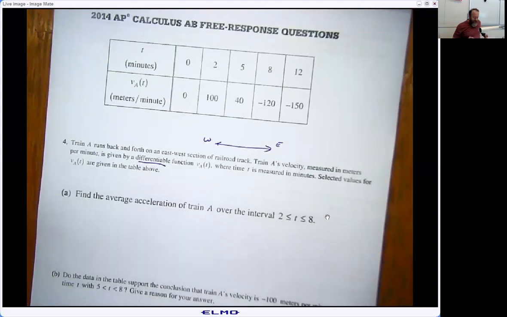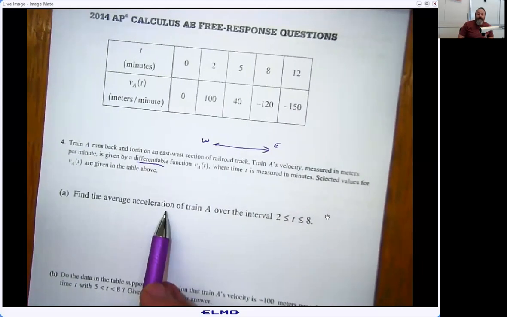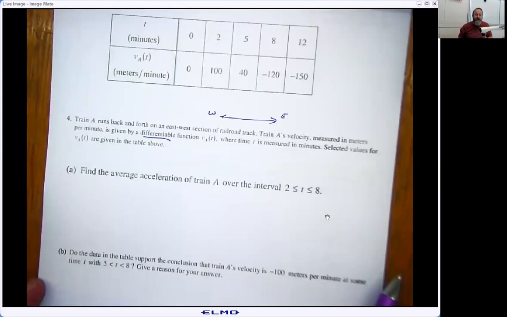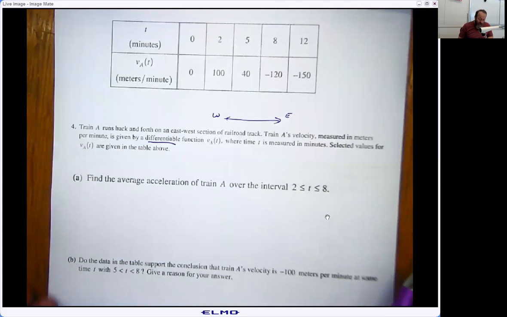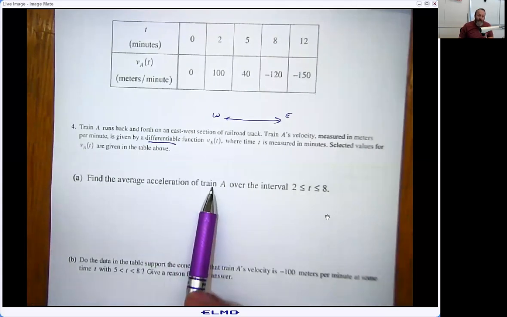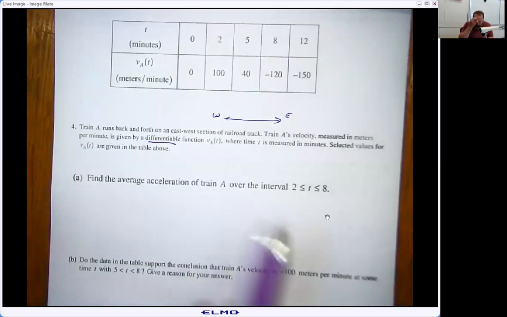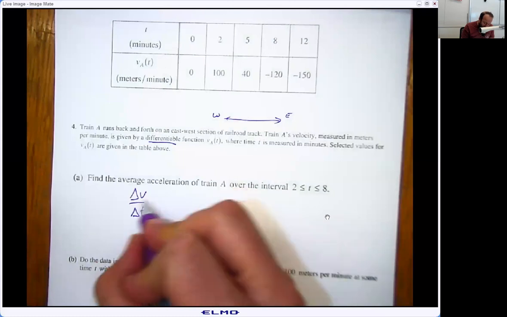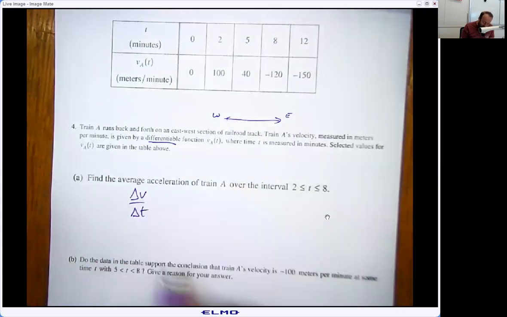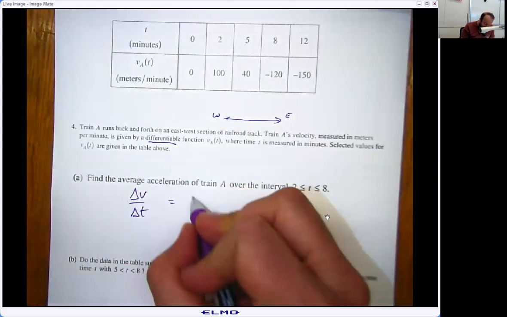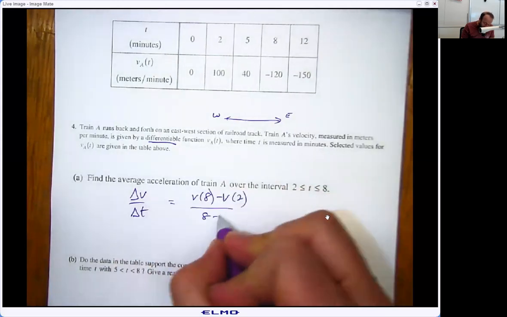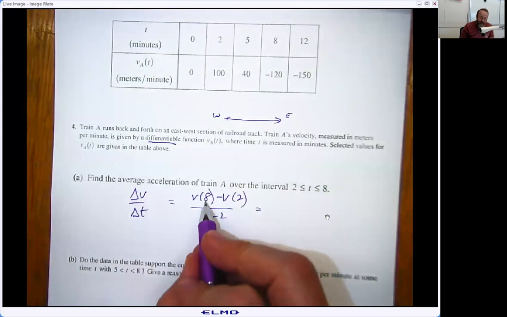So what we're going to look at is what is its average acceleration? Well, that goes all the way back to one of the very first things we studied this year. The average acceleration would be the rate of change on average of the velocity function. So we would be talking about delta v over delta t, the change in velocity over change in time on this interval 2 to 8, which is simply v of 8 minus v of 2 over 8 minus 2, and we'll grab these pieces of data off of here.